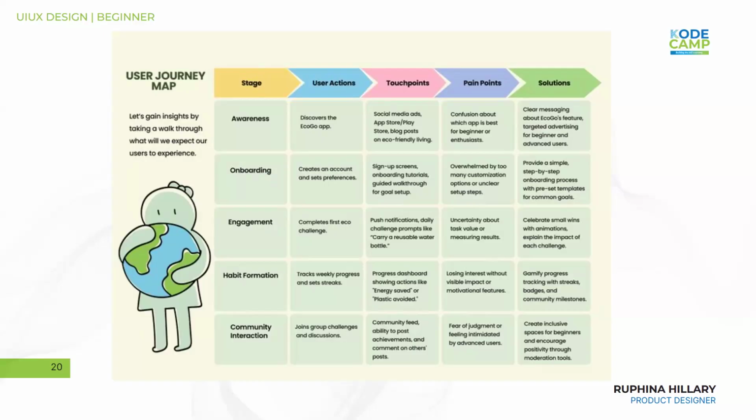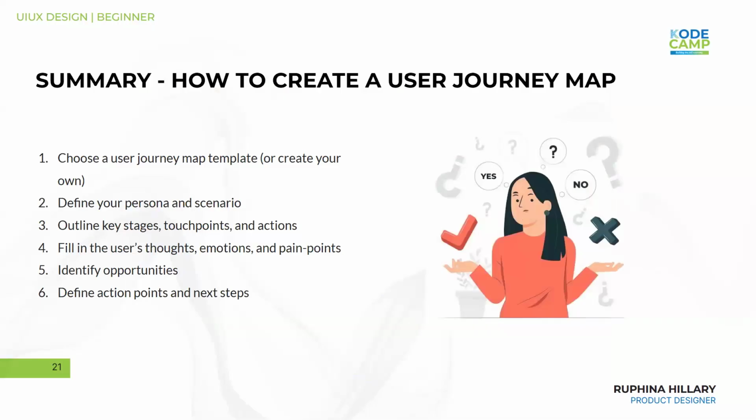Onboarding is like welcoming them to the application. Now they're actually engaging with the application. They are using the application. And habit formation, using the application has become a habit for them, basically. Then you have community interaction. So it just depends on what key stages you can identify in any product that you are analyzing or trying to create. What are the key stages that your users or your user persona will be interacting with? And that's what you use to create your journey map.